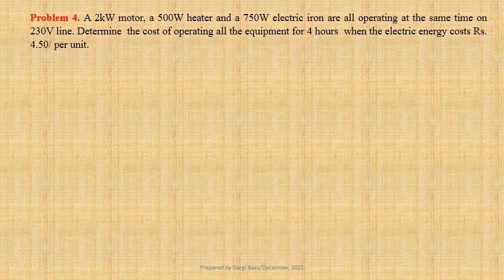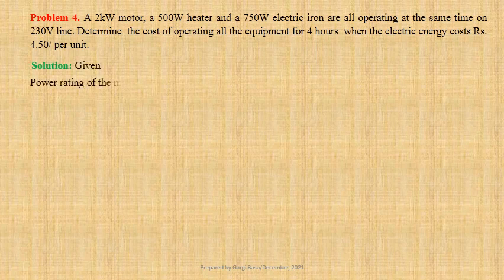A 2 kilowatt motor, a 500 watt heater and a 750 watt electric iron are all operating at the same time on 230 volt line. We have to determine the cost of operating all the equipments for 4 hours when the electric energy costs rupees 4.50 per unit. Let us first write down the given data.